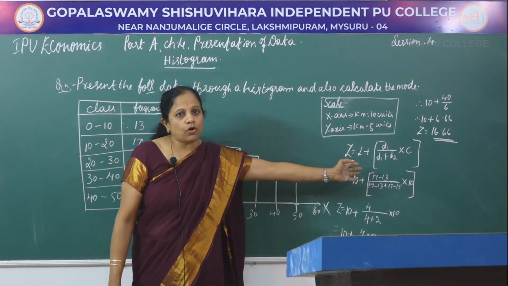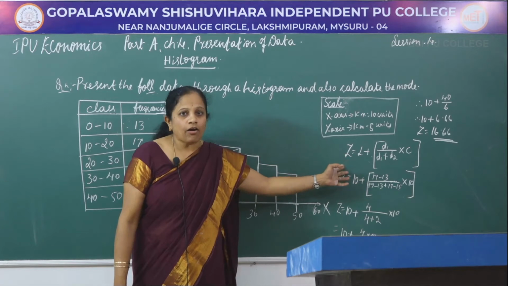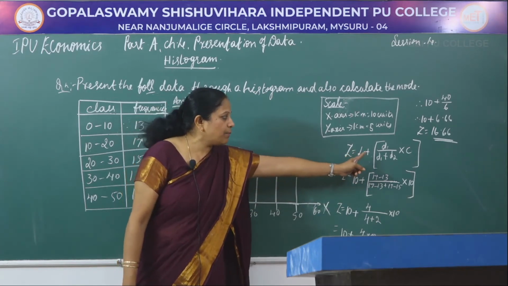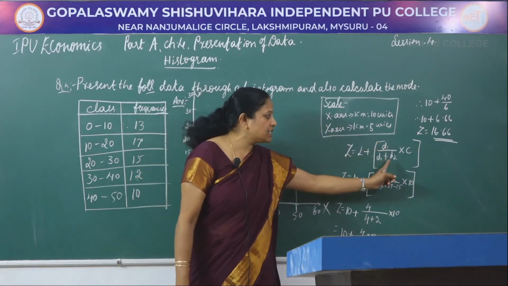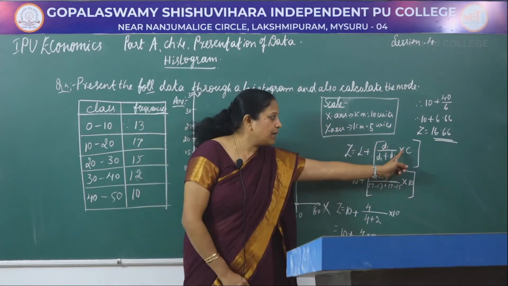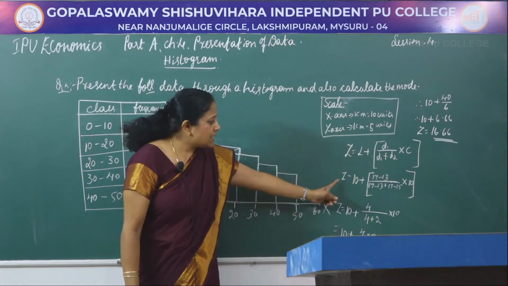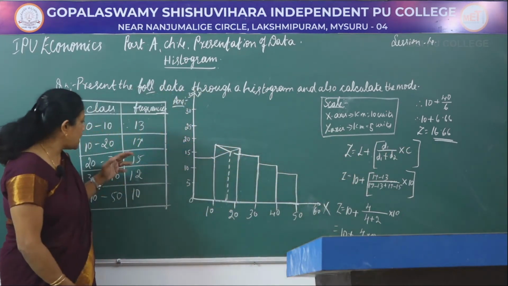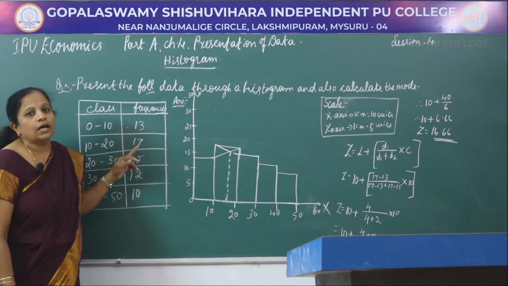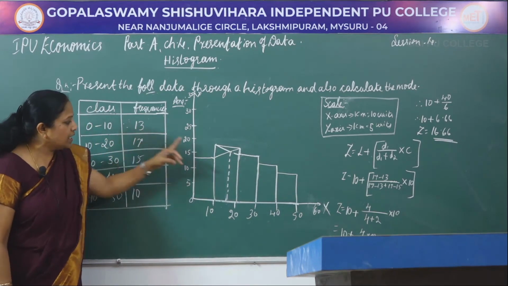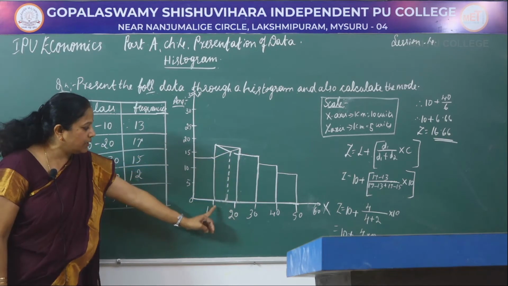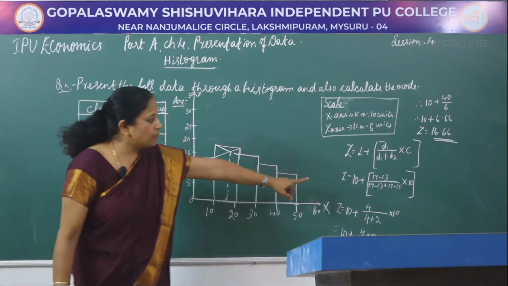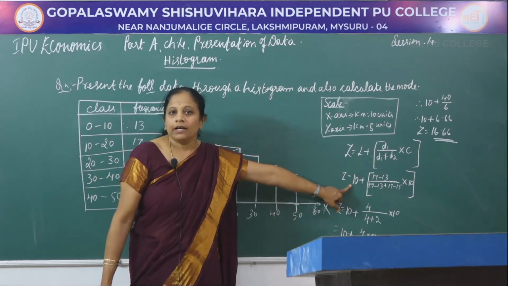In statistics, mode is denoted by the alphabet Z. The formula is Z equals L plus D1 divided by D1 plus D2 multiplied by C. Here L denotes the lower limit of the class. The highest frequency of the series is 17 and the mode is located between 10 to 20, and the lower limit of the class is 10. So we have mentioned 10 here.